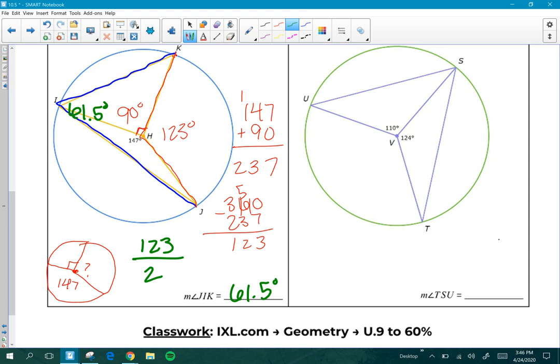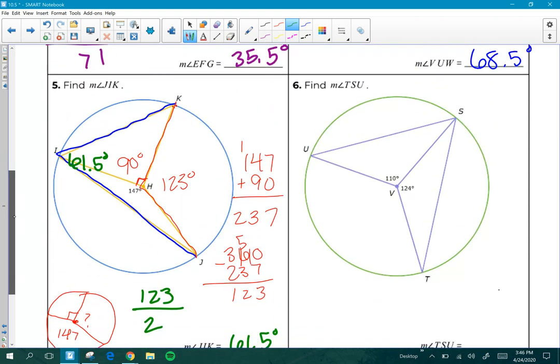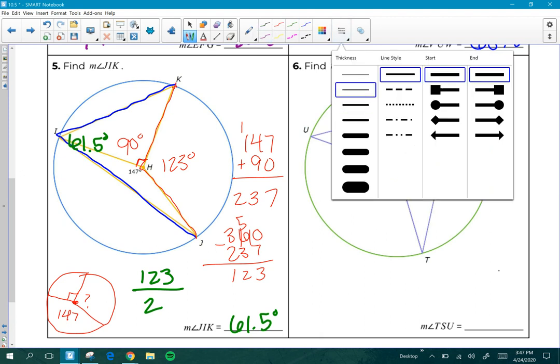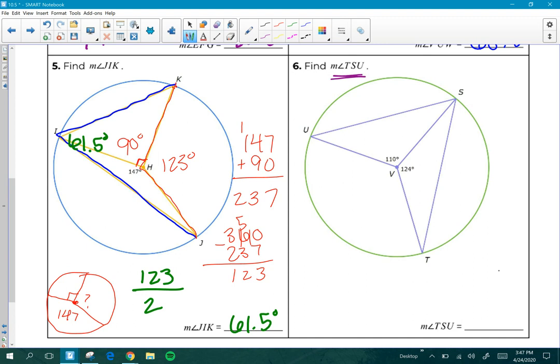So let's try the last one together. And I actually just thought of an idea of how we can visualize this a little bit better. So I'm trying to find the measure of angle TSU. So that's this angle here, which again is an inscribed angle.